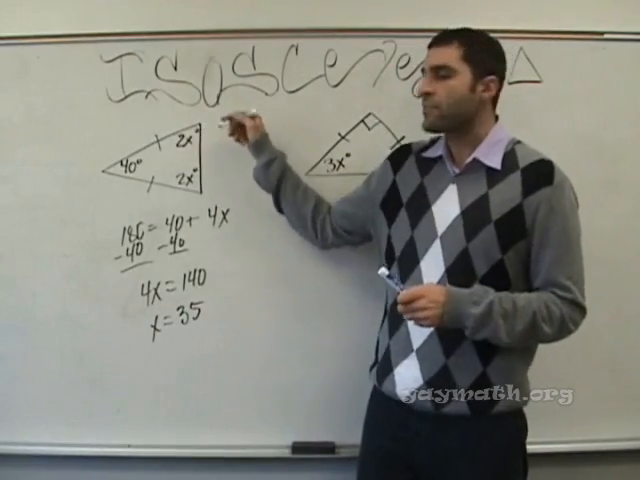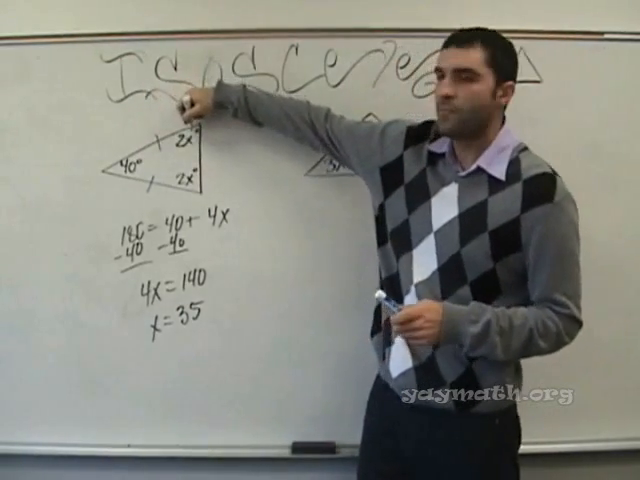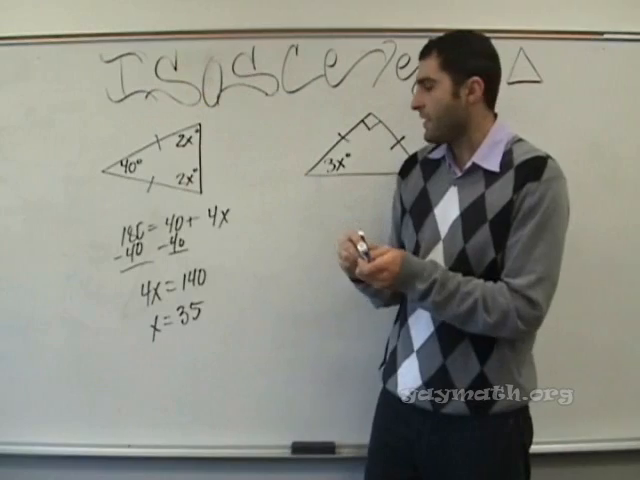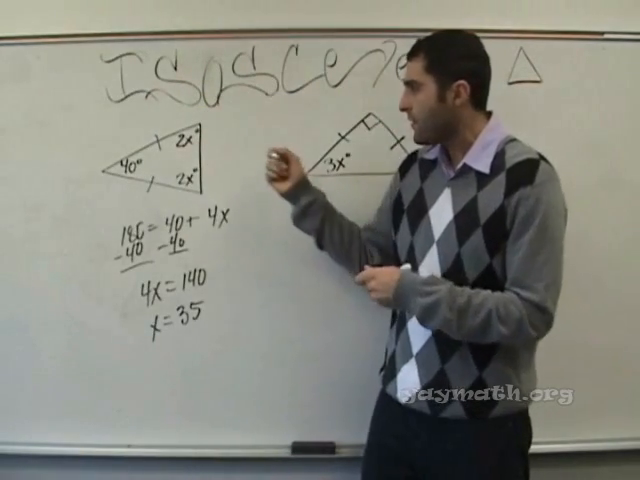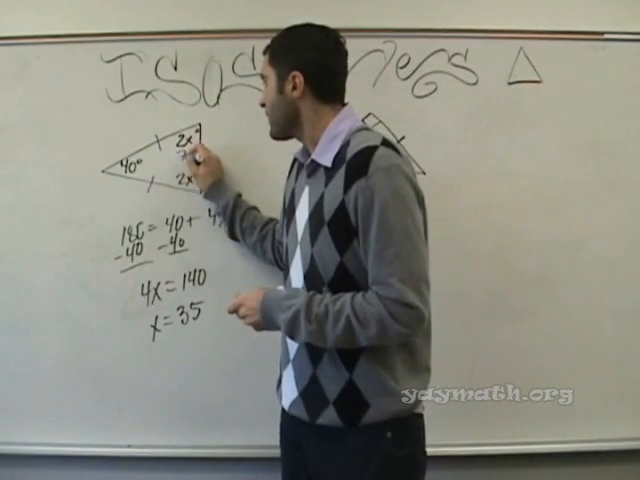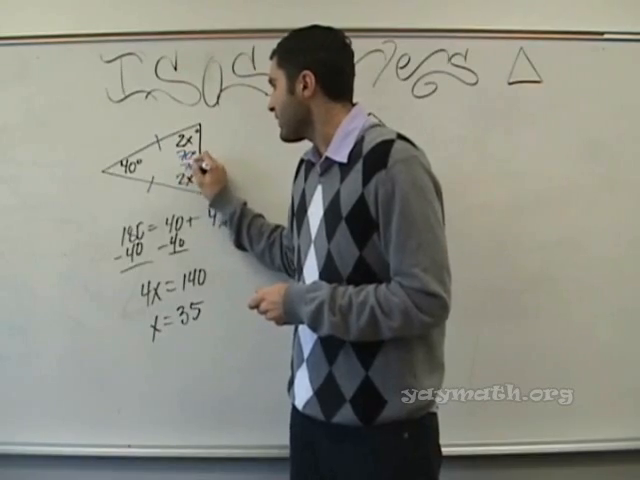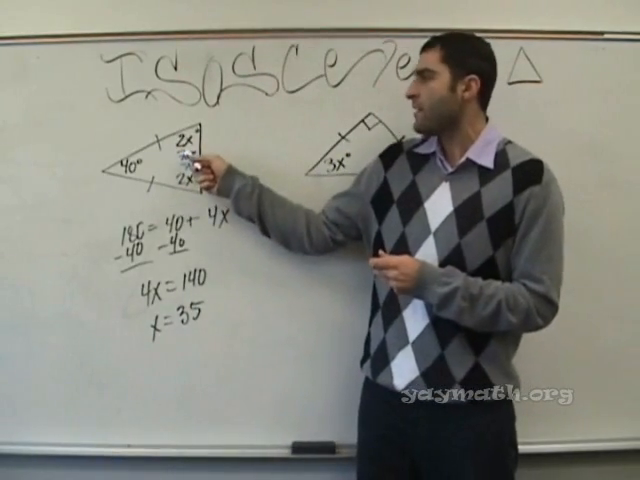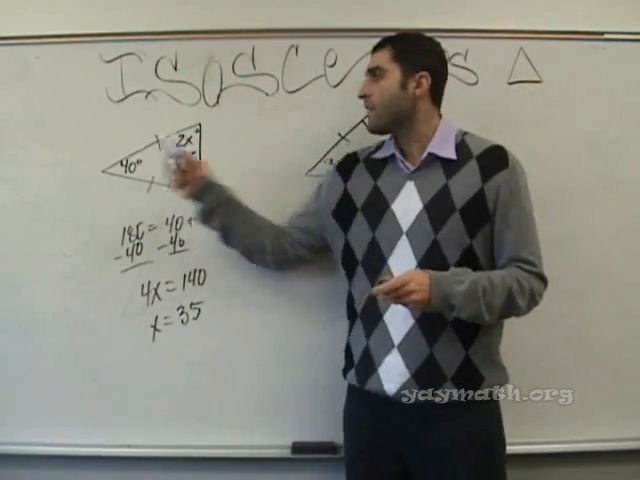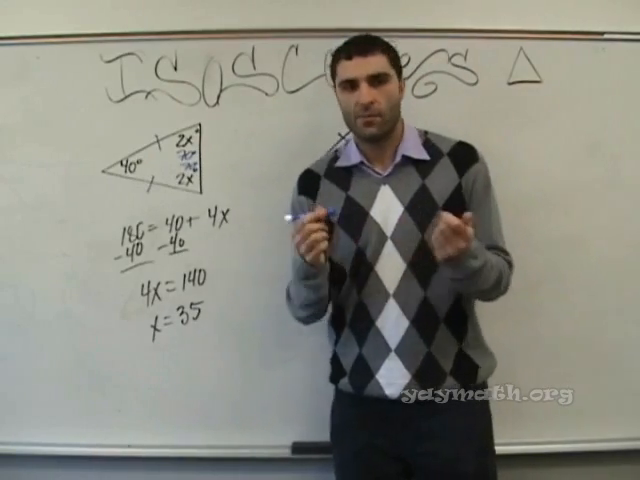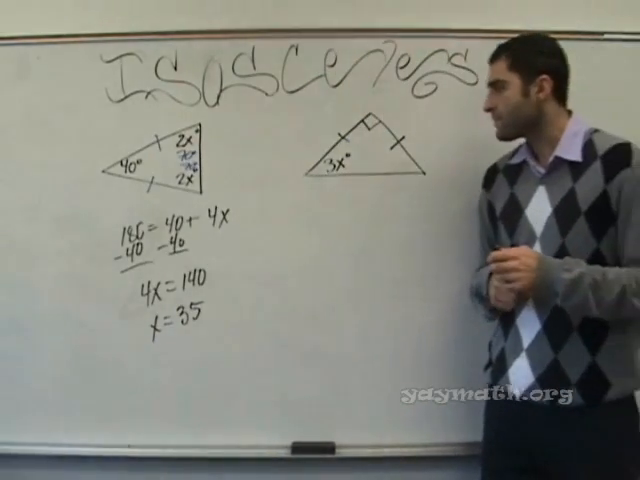And now what are all the angles? 40. This would be 70, because it's 2 times 35. That's 70 degrees and 70 degrees. Okay, and then we can check. 70 plus 70 is 140, plus 40 is 180, so we're good. Now let's do this one.